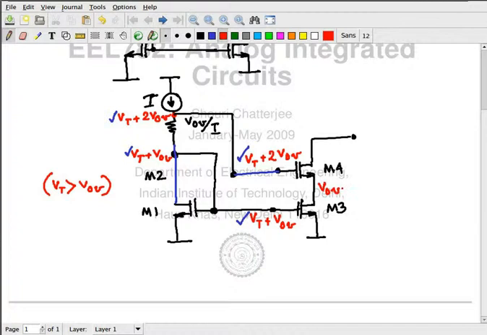So, on one side I have M1, the drain, gate and source are at voltages of DC plus VOB, DC plus VOB and 0 respectively. On the other side I have M3, drain, gate and source are at voltages of VOB, DC plus VOB and ground respectively.